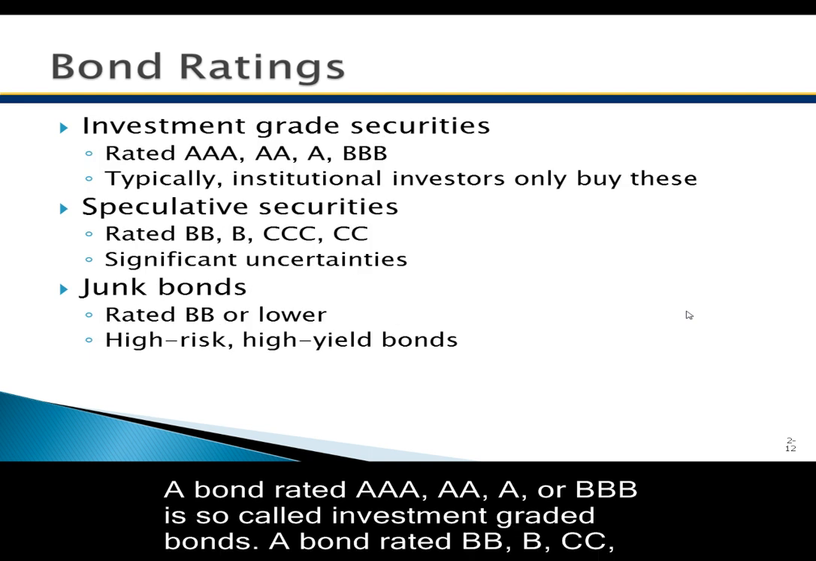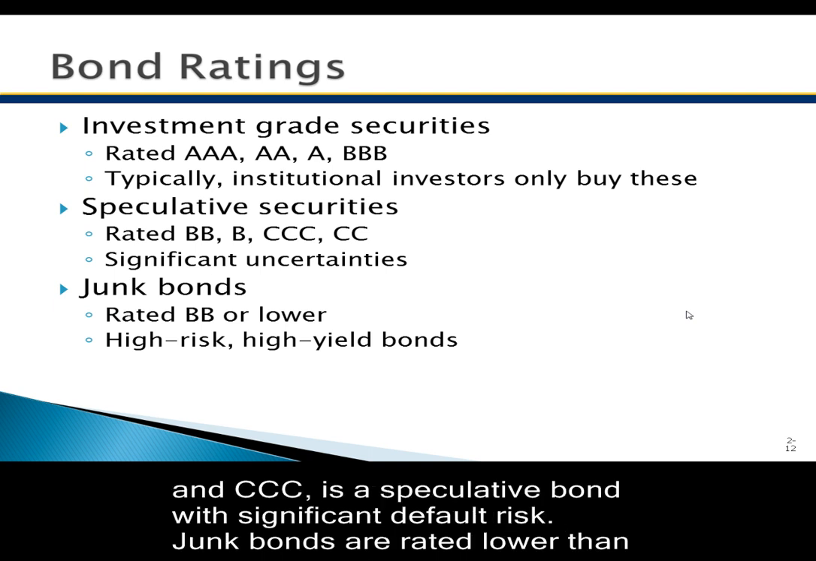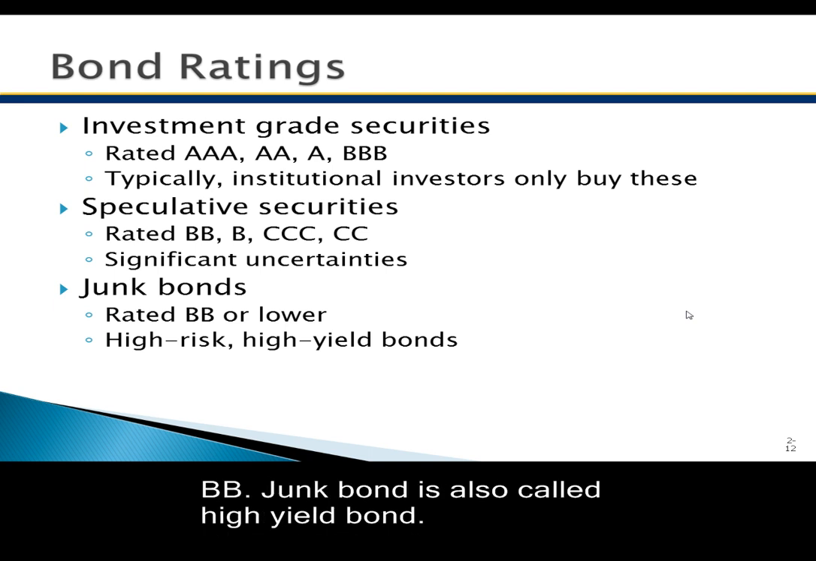A bond rated AAA, AA, single A, or triple B is a so-called investment grade bond. A bond rated double B, single B, double C, and triple C is a speculative bond with significant default risk. Junk bonds are rated lower than double B. Junk bonds are also called high yield bonds.